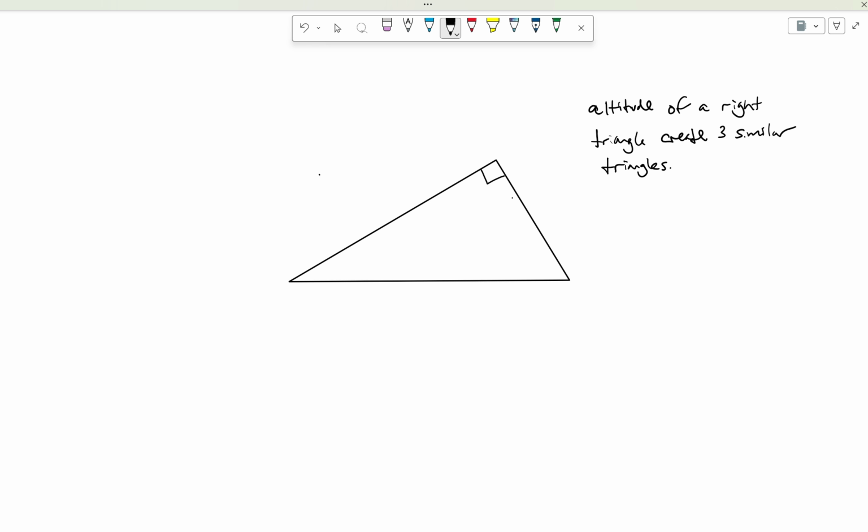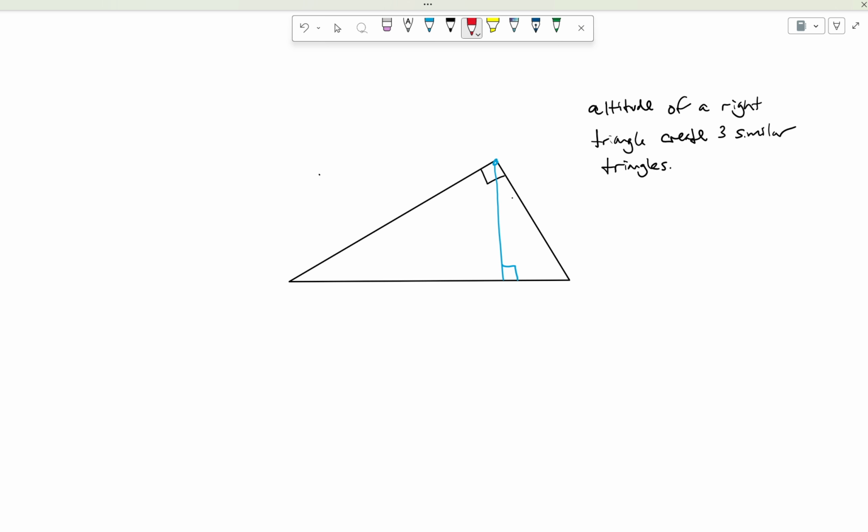Watch. Let me take that altitude, right? From this right angle, I'm going to drop down perpendicular to this other side right here. And now I have three similar triangles. And it should be straightforward as to why, right?